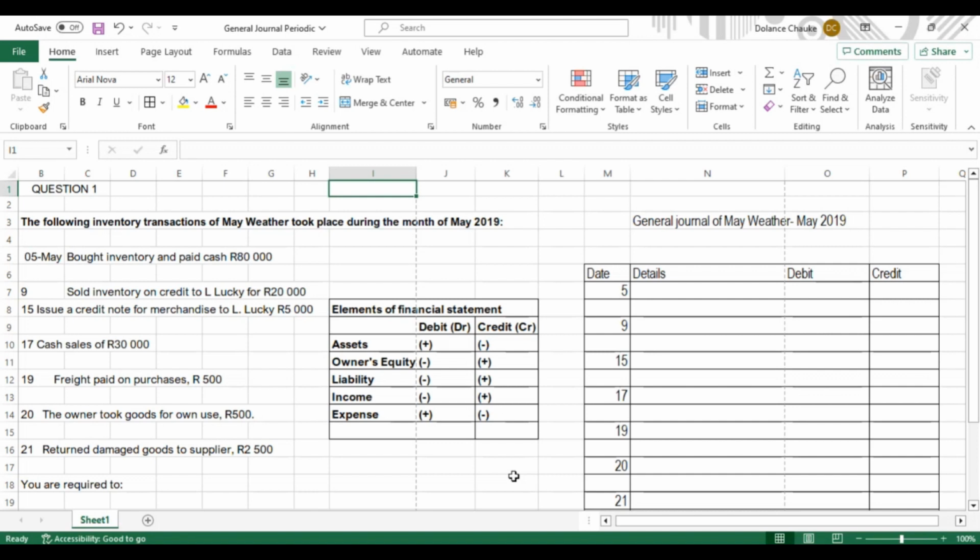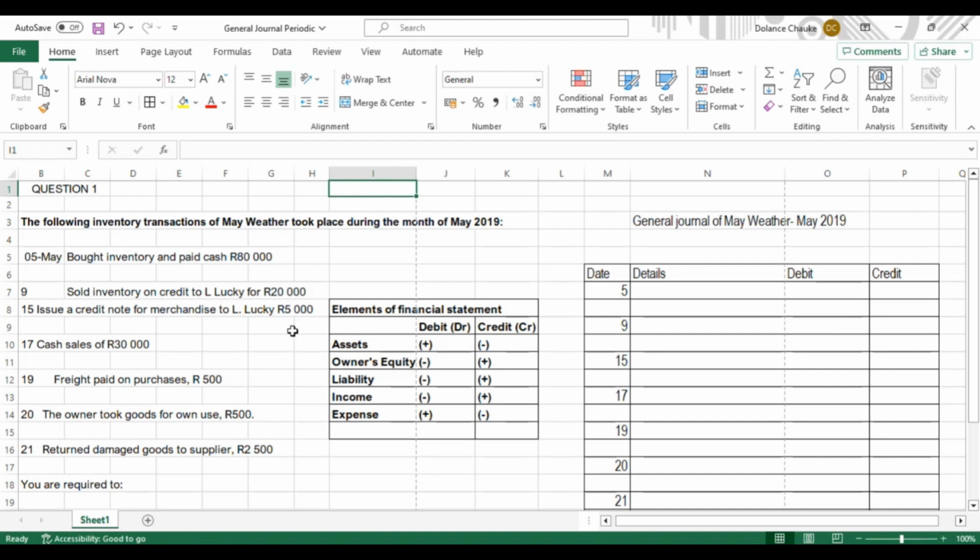Okay, so today I'll be preparing general journal using the periodic inventory system. If you see here, I have elements of financial statements. Elements of financial statements that are going to help us to debit and credit. It's a toolbox that I'm going to use.